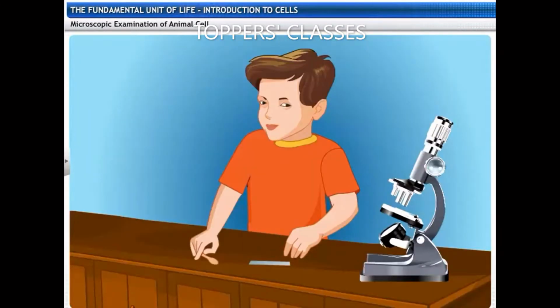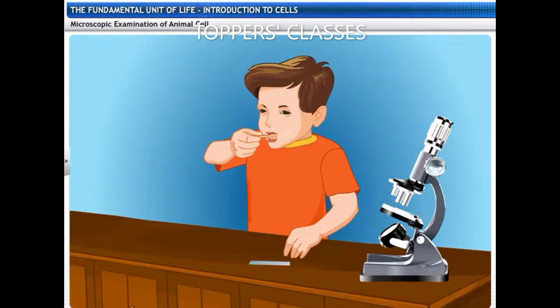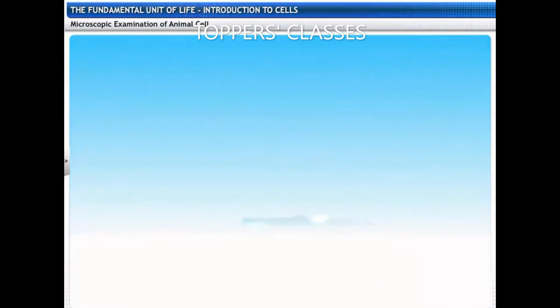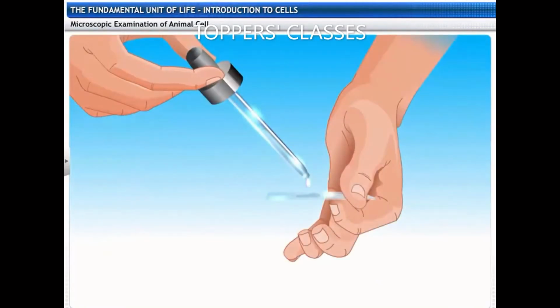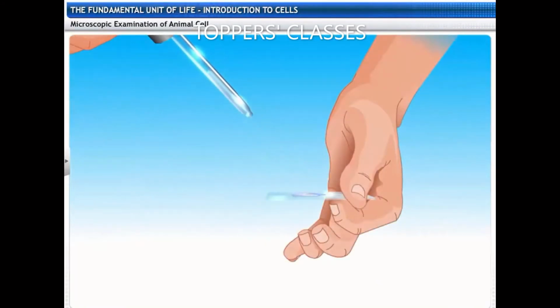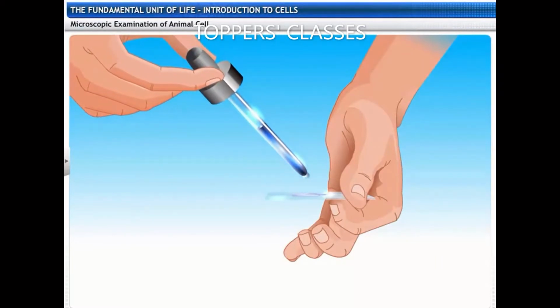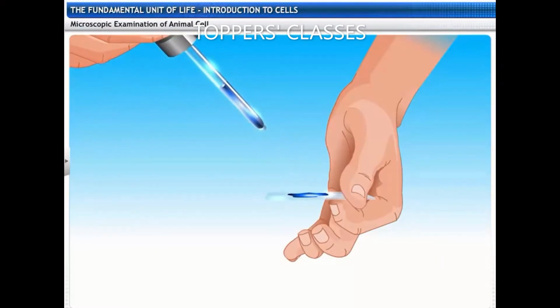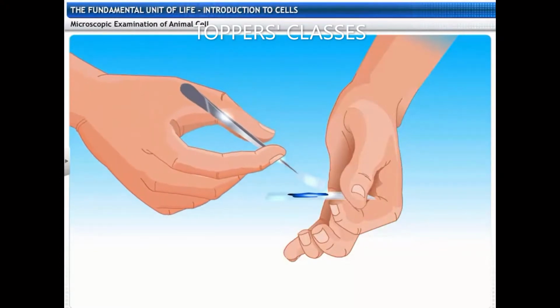We shall look at an animal cell now. Let's begin with an ice cream spoon. Scrape the inside of your cheek using this spoon. Spread the collected mass in a drop of water on a glass slide. Add a drop of methylene blue. Place a cover slip on it.